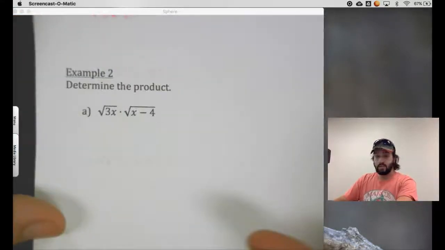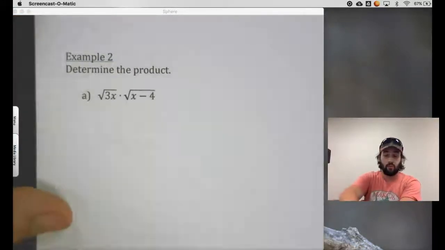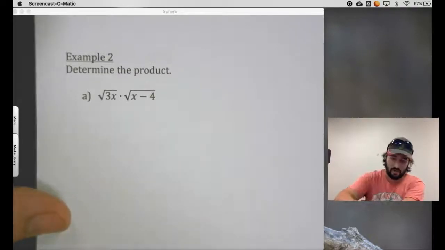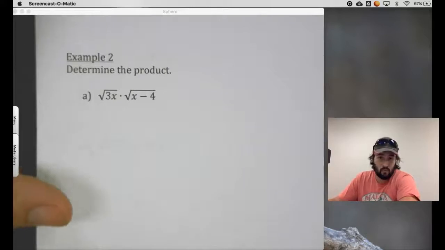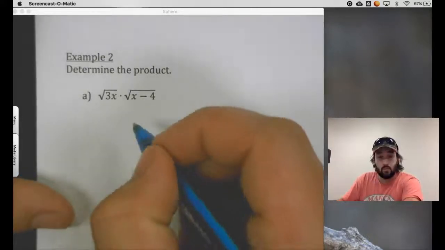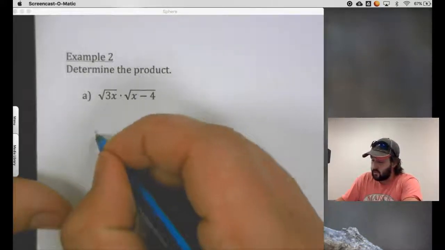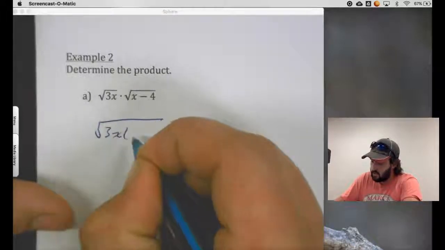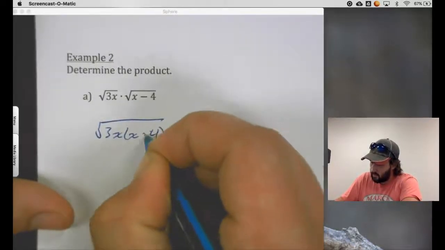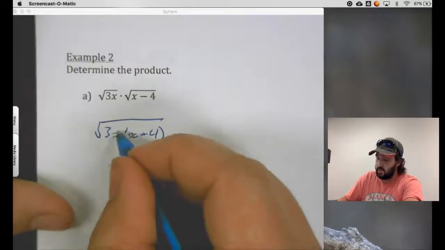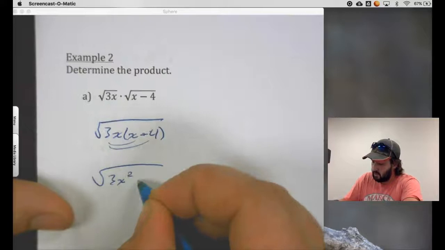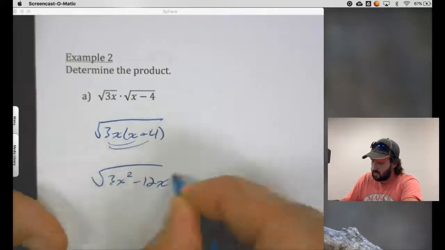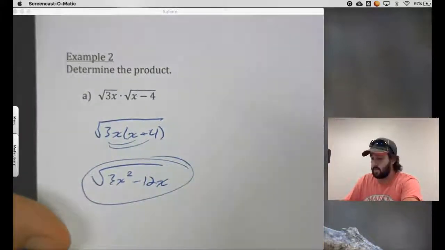All right, now we're going to actually determine the product. So we're just going to write it out. We're not stating the restrictions, we're just stating what the product would be. So remember, I'm just multiplying the insides together. So this would turn into the square root of 3x times x minus 4. Right? And then we would distribute the 3x to both terms. So this would be the square root of 3x squared minus 12x. That is how you will see your answers on Apex.